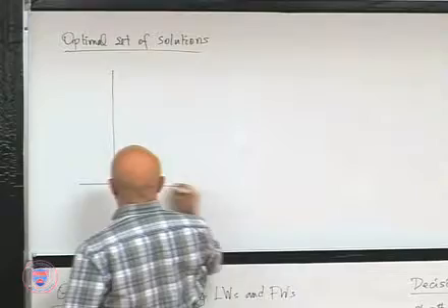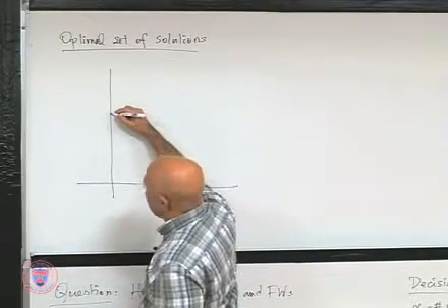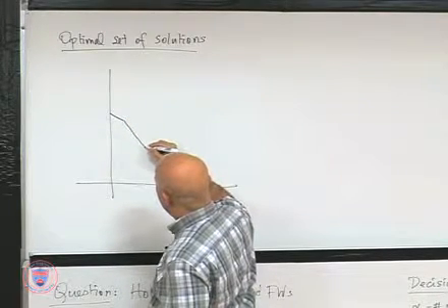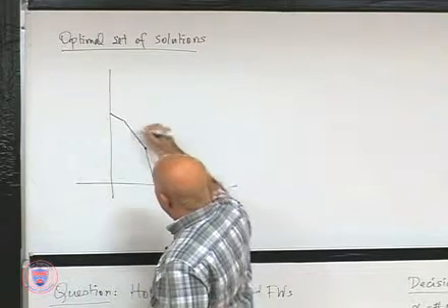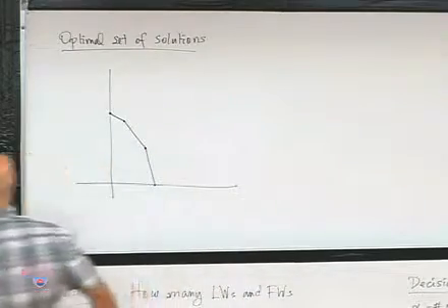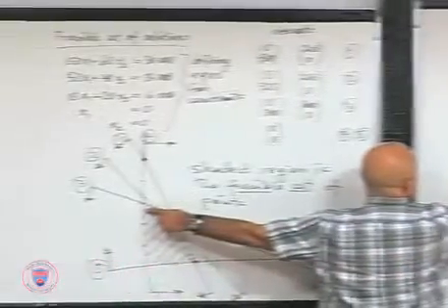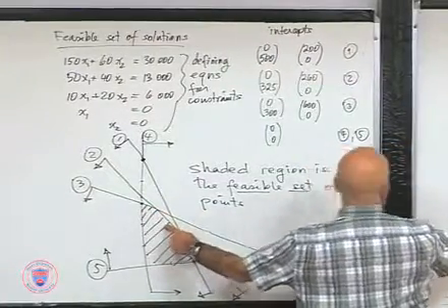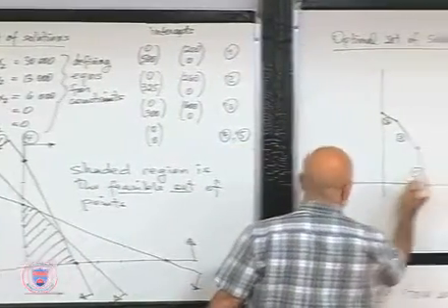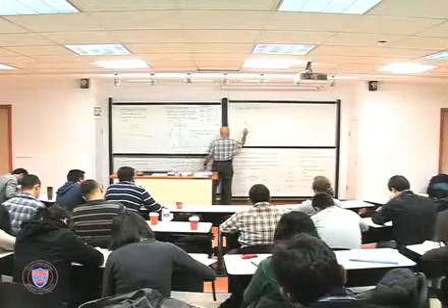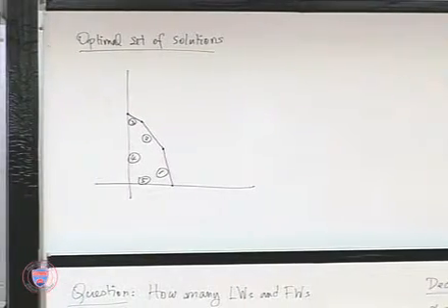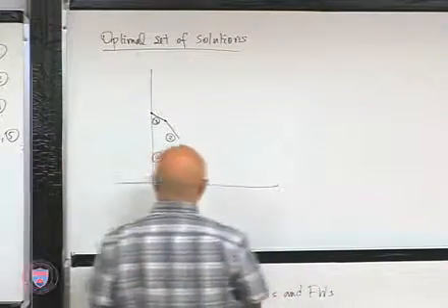But let me just reproduce the graph we had. It looks something like this. Where the first one, this is number 3. This line is number 2. The next line is number 1. And we've got number 4 here and number 5 for the bottom line. Okay? That's my feasible region with these corner points.